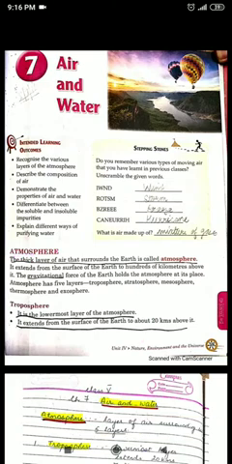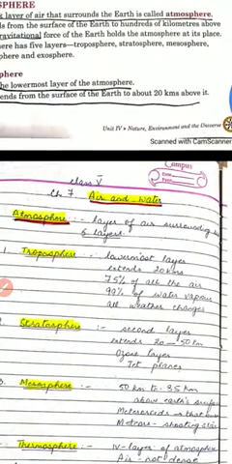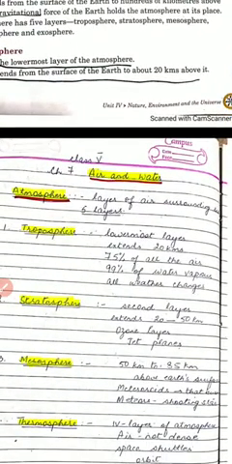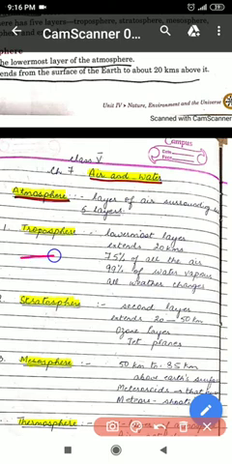First layer is the troposphere. This is the lowermost layer that extends till 20 kilometers. Now 75% of all the air is present in this layer only, and 99% of water vapor is present. What do we call water vapor? That is humidity. And all weather changes take place in the troposphere.